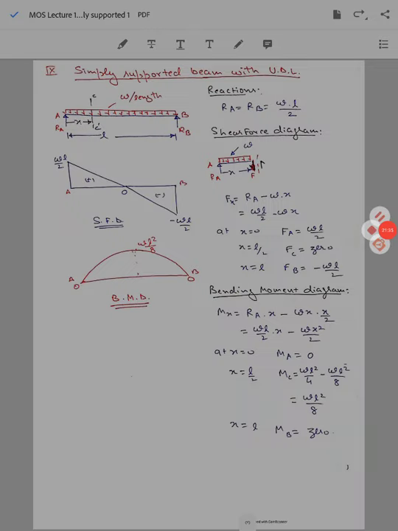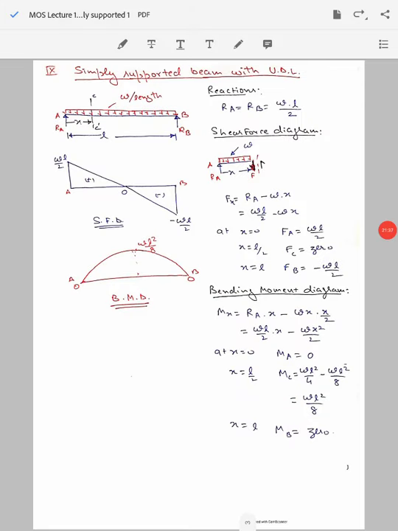Now let's take the next variety of the case, that is the simply supported beam with the uniformly distributed load. So what happens in this case is that the whole beam is considered to be loaded with a uniformly distributed load of W kilonewton per unit length, or that means W kilonewton per meter.